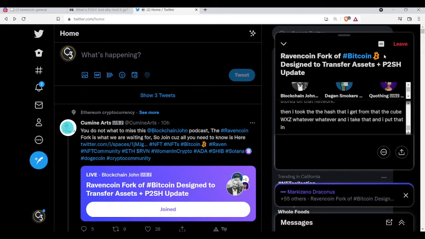So is it correct that with Ravencoin, you don't need stacks like you do with Ethereum or other platforms because of its relationship or its origin with Bitcoin? That's correct.